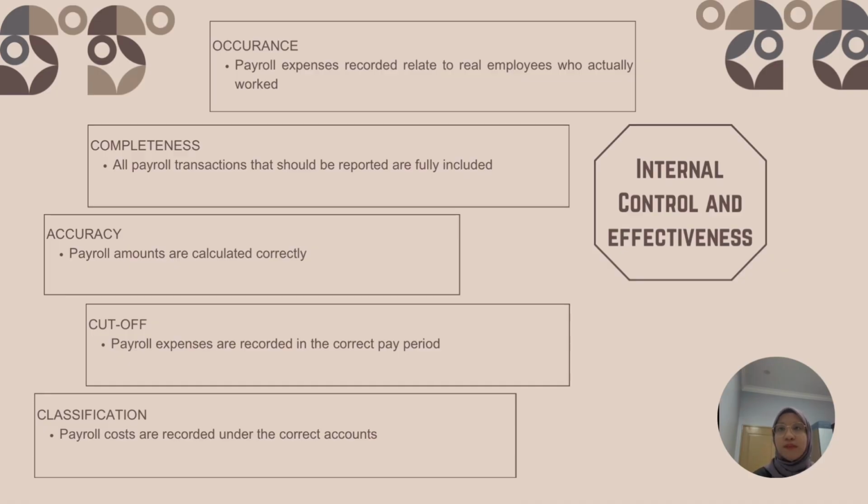Cut-off ensures that payroll expenses are recorded in the correct accounting period. Proper cut-off control prevents payroll costs from being recorded in the wrong month. This ensures accurate reporting of payroll expenses. Lastly, classification. Classification ensures payroll transactions are recorded under the correct accounts, such as salaries, wages, and statutory contributions. Proper classification improves the presentation of financial statements and helps management analyze payroll costs accurately.